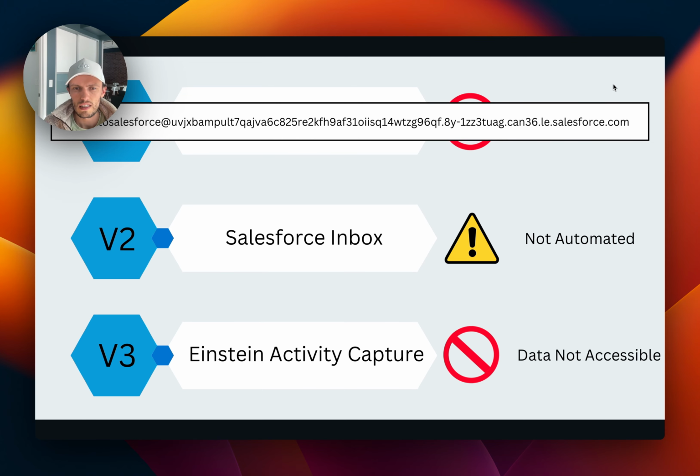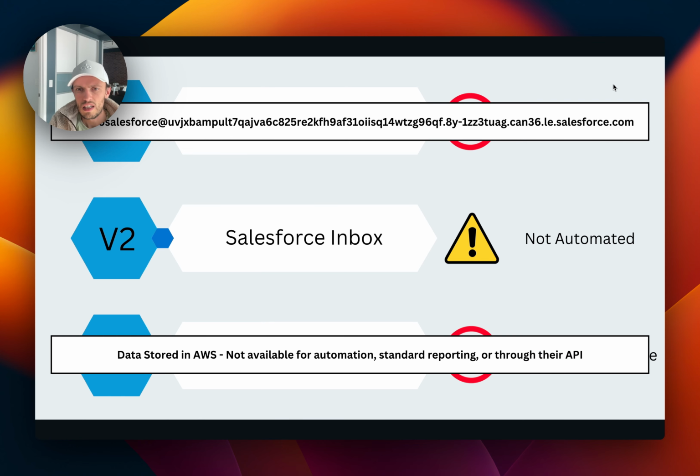Then we have Einstein Activity Capture. Now, in theory, it should actually be a great tool because it does automatically capture all your emails and display them to the user. However, even though it displays it on the front end to your Salesforce users, the data is not actually accessible to any of your backend Salesforce users, which means that it is not available for automation, it's not available for building standard reports in Salesforce, and this data is not accessible through the API. So if you ever wanted to pull this data out and use it for something like a health score, you just can't, which is why I don't recommend the solution.